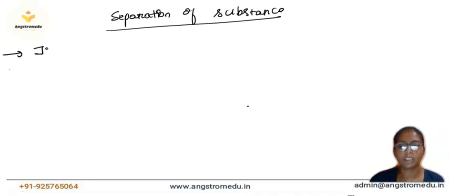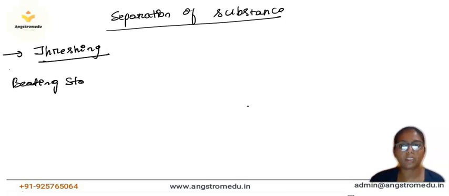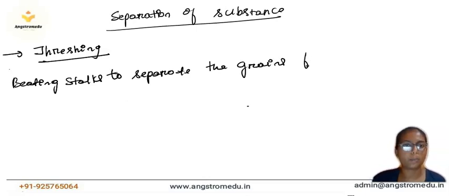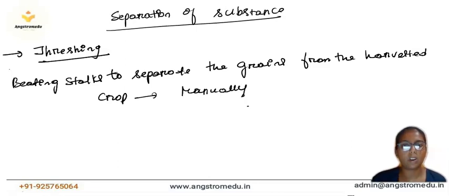The next one is threshing. Threshing is a process that takes place by beating stalks to separate the grains from the harvested crop. This threshing process can be done manually or by using threshing machines also.